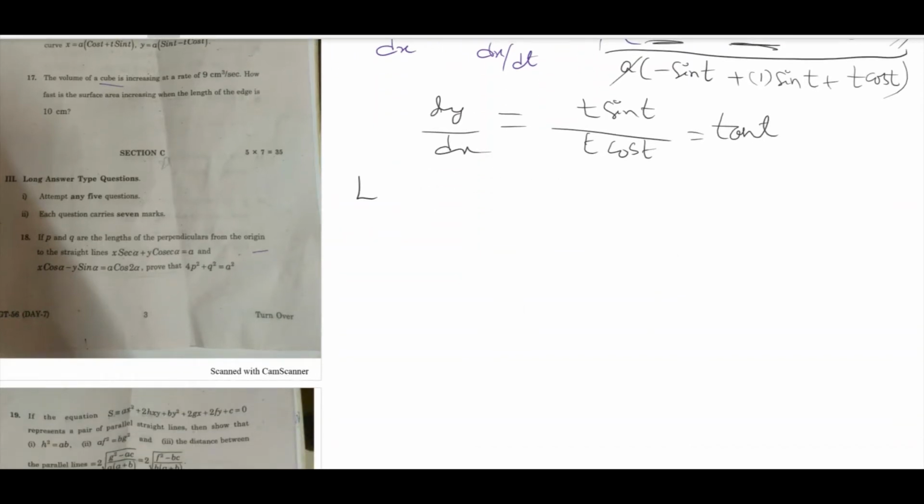So length of subtangent equals y by m. So m is the slope here. We know that dy by dx equals slope, so here tan t equals m, and my point is y by m.